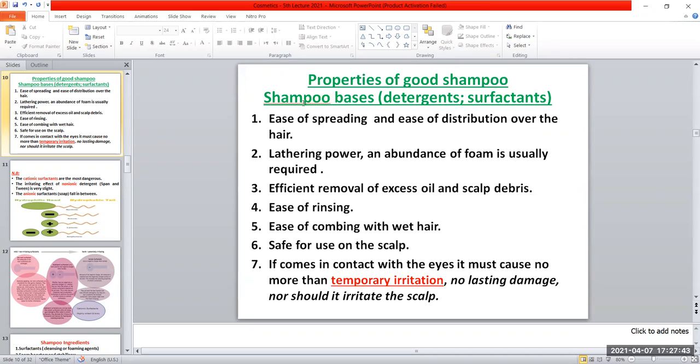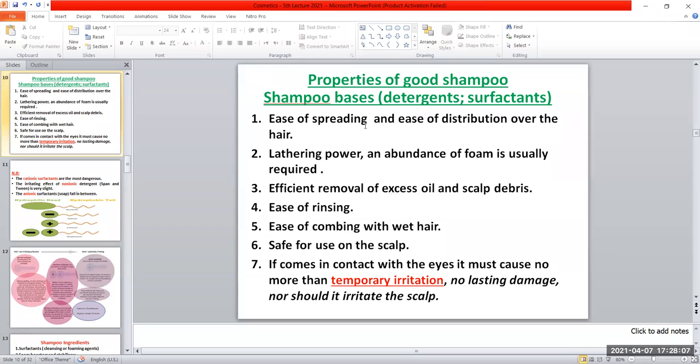We will start with the shampoo bases. The shampoo bases اللي هي بتبقى عبارة عن detergents أو surfactants. Shampoo bases are the detergents or surfactants. A shampoo base should have some properties to be an ideal base. First, it should be easy spreadable.